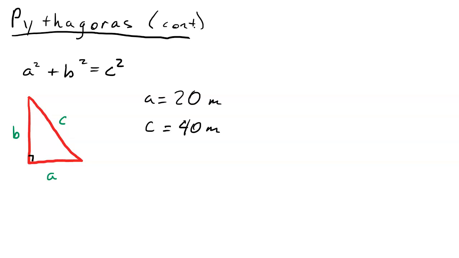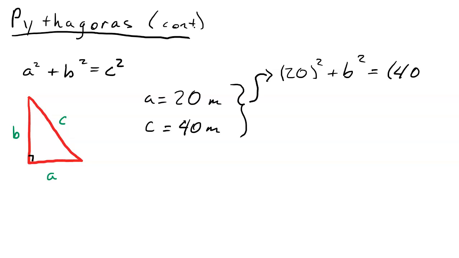So the way that you actually solve this is you're going to be using this equation, a squared plus b squared equals c squared. You're going to be plugging these two in and leaving b squared where it is. So when you plug everything in, what you'll find is that 20 squared plus b squared is equal to 40 squared. So the way that you solve this is you subtract 20 squared on both sides.